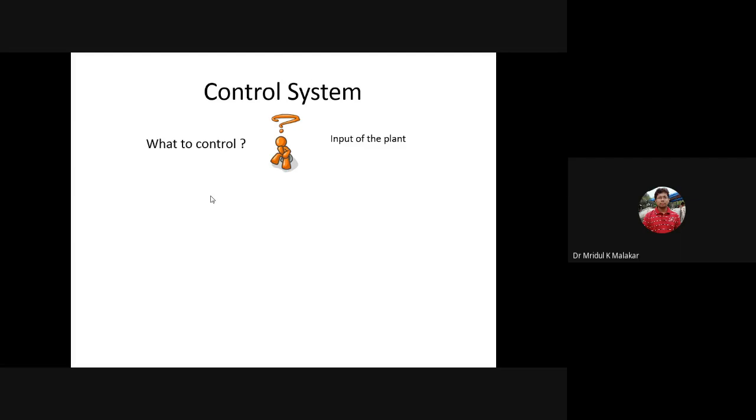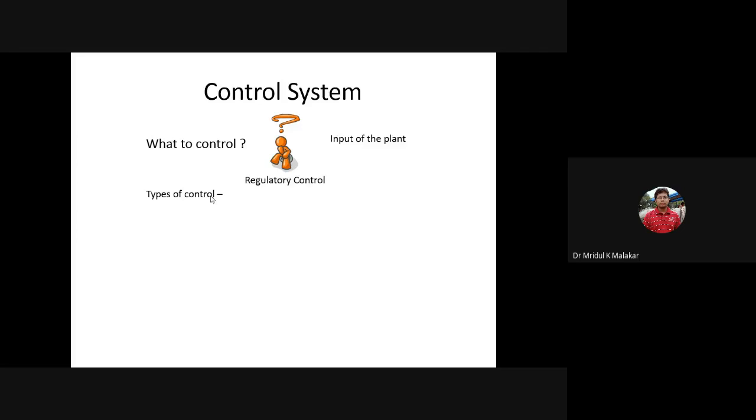So this is the input of the plant. Whatever plant you have designed, whether it is a linear system, non-linear system or partially non-linear system, you always control the input parameter of the plant. Okay, next, the types of control. Now we know the control system we are applying. Generally we use two types of control.